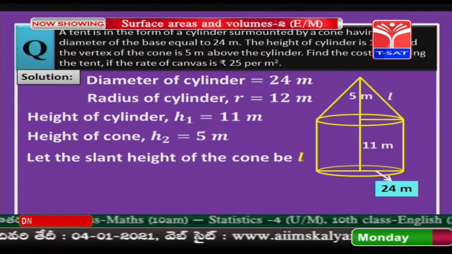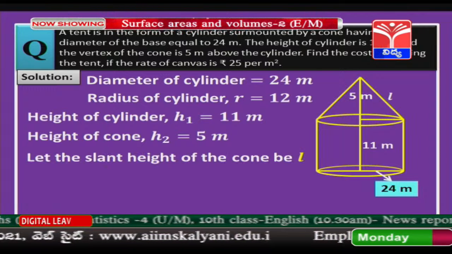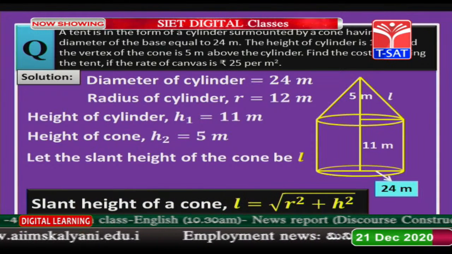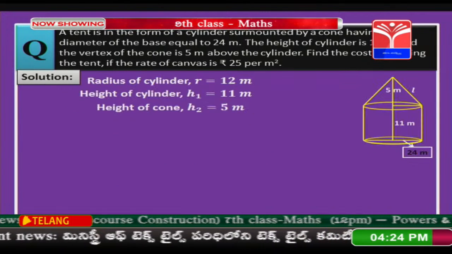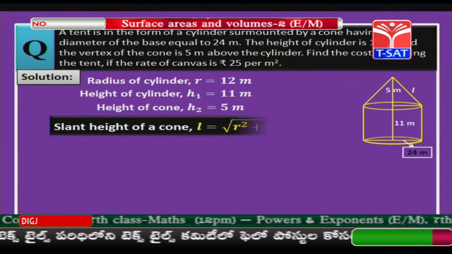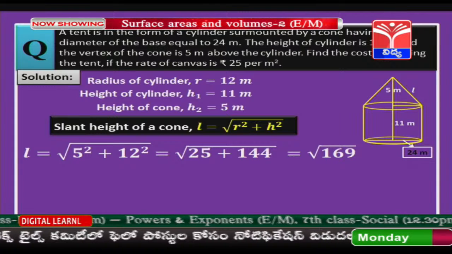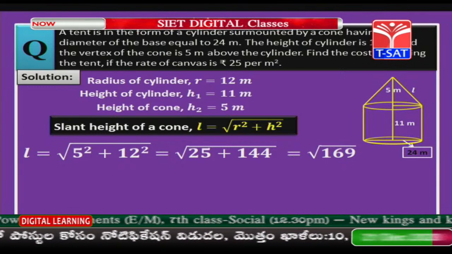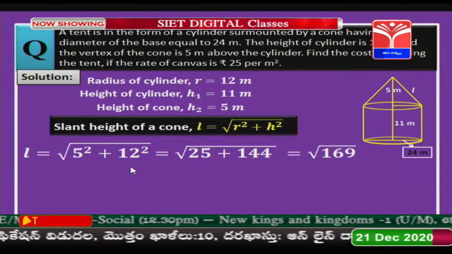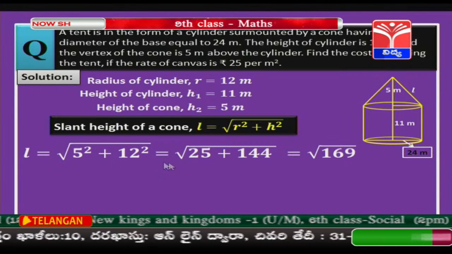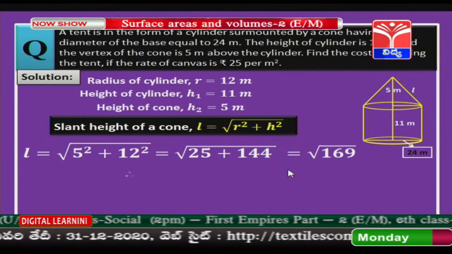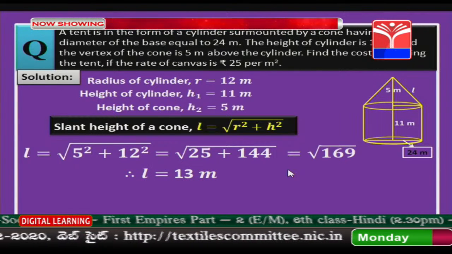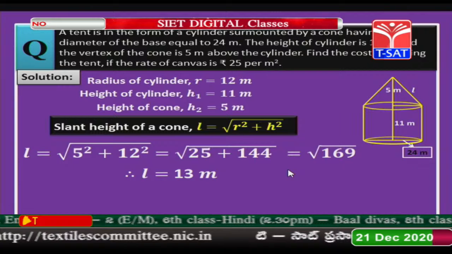Now, what is the value of slant height, children? Yes, we need to calculate using the relation L is equal to root of r square plus h square. Now, let us find the value of L. So, L is equal to root of 5 square, h is equal to 5 and r is equal to 12. On substituting this you get root of 169. So, what is root of 169, children? Yes, 13. Therefore, the value of L is 13 meters.